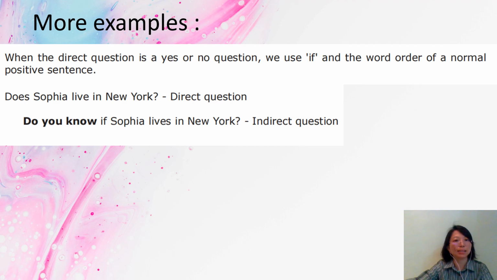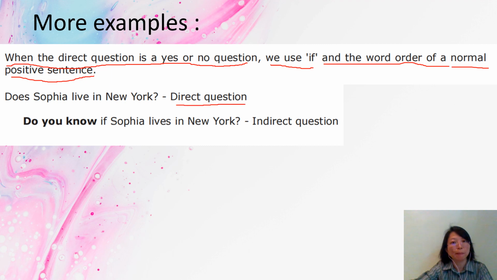Now let's look at this example. When the direct question is a yes or no question, we use if, and the word order of a normal positive sentence. This is another example of a yes or no direct question. Let's look at the direct question here. The question here begins with, does Sophia live in New York? You can either say yes or no. So this is a yes or no direct question.